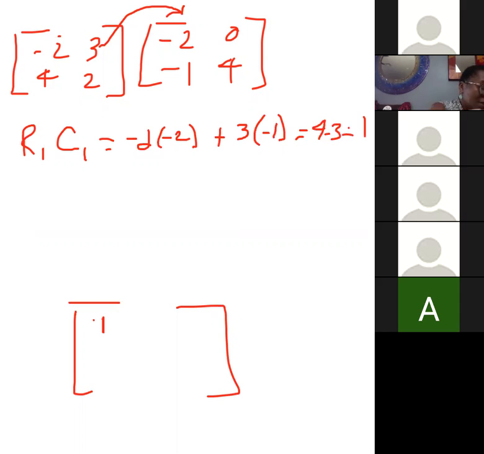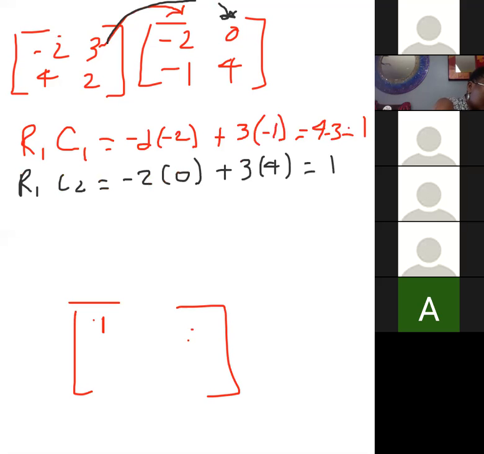All right. So to get row 1, column 2, the element that goes right there, we're going to take the same row again. This time we're going to multiply it by this column right there. Row 1, column 2 will be -2 times 0 plus 3 times 4, which is actually 12. So 12 goes here.